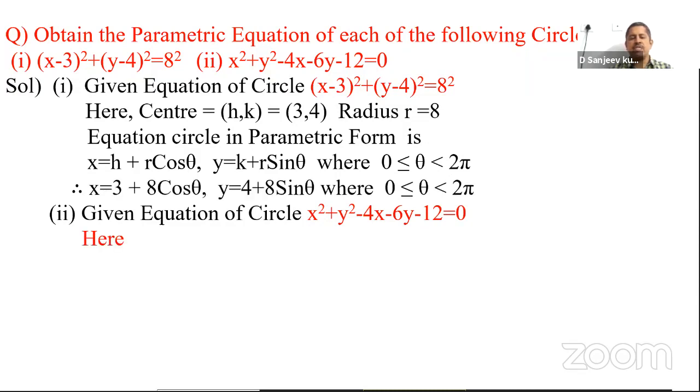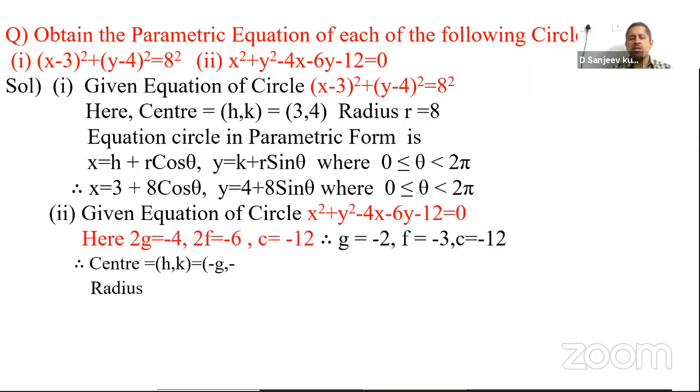So what is the value of 2g here? Minus 4. Then you get 2f is equal to minus 6 and c is equal to minus 12. So you have g value as minus 2, f value as minus 3 and c is equal to minus 12. So you have the center as minus g, minus f, but this you have to write in terms of h and k. So you are going to write center is equal to h comma k is equal to 2 comma 3. So both minus g, minus f is the center, and h comma k is also the center.